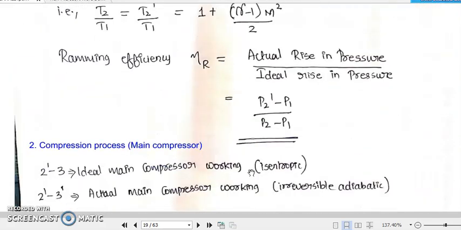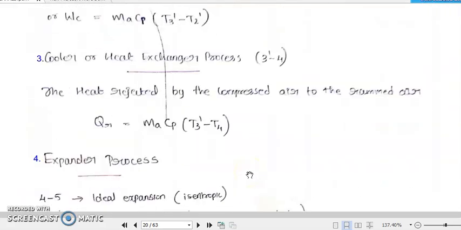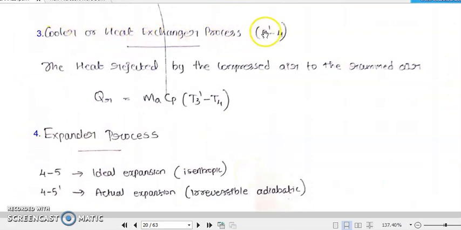So let us discuss that cooler process over here. For the cooler or the heat exchanger process, from 3 dash to 4, the heat rejected by the compressed air to the rammed air will be again m Cp delta T, because the Cp term comes in as it is a constant pressure process. Ma denotes the mass flow rate of the atmospheric air, which is the working fluid in our aircraft refrigeration system. Then T3 dash minus T4.